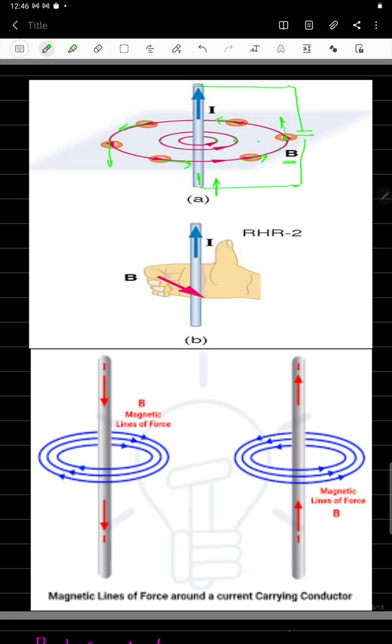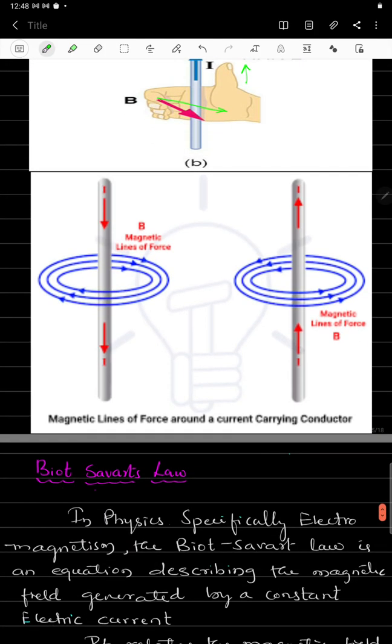If you take one conductor and place that conductor in your hand, the thumb attached to that conductor gives the direction of the current. And the other four fingers tightly grip the conductor, and those fingers give the direction of the magnetic field. And if you change the direction of the current, what direction of the magnetic field will you get?